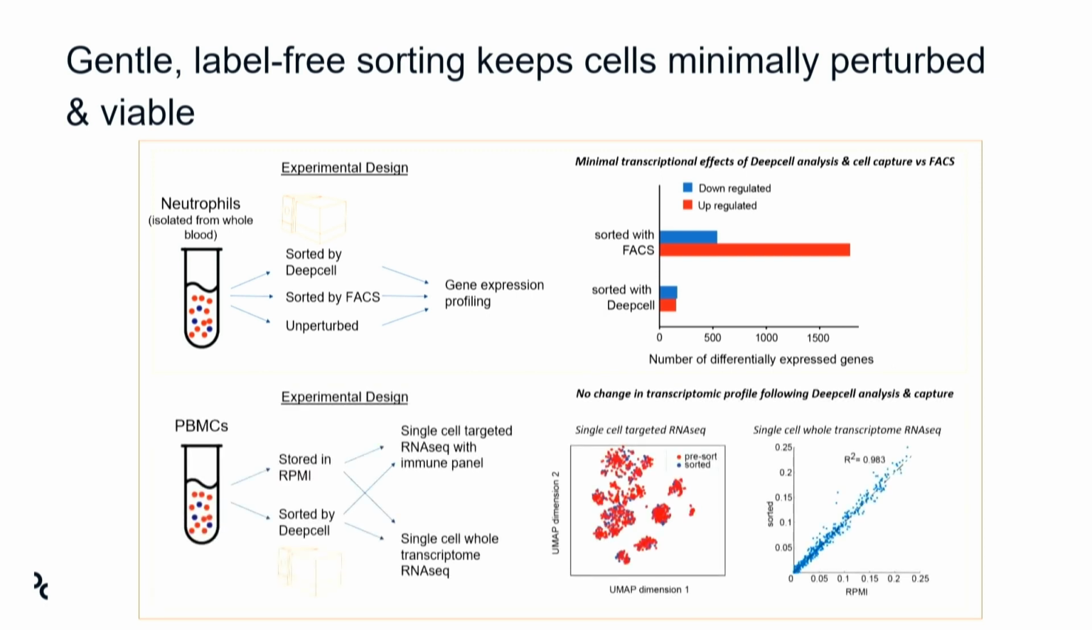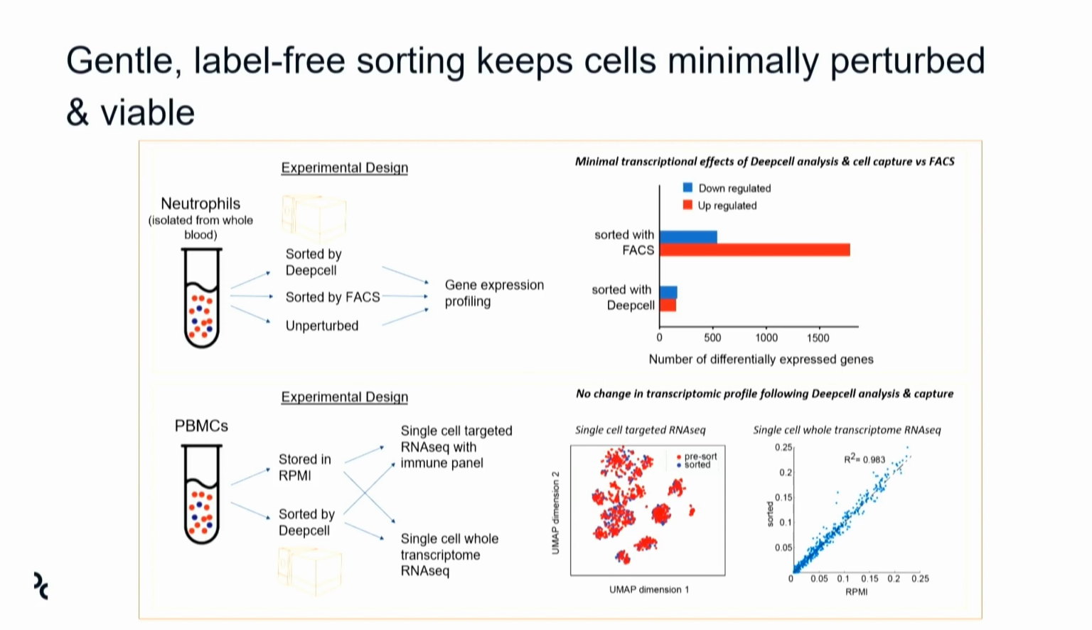And then in addition, we did a second experiment to assess the downstream analyses. So we wanted to see, once we've collected the cells by morphology on the Deepcell platform, could we do single-cell RNA sequencing, and what did that gene expression profile look like? So we took PBMCs, and we either just left them stored in RPMI media, or we sorted them on the Deepcell platform. And then we followed this up by 2 different single-cell assays. We either did targeted RNA-seq with an immune panel, or we did whole transcriptome single-cell RNA-seq.